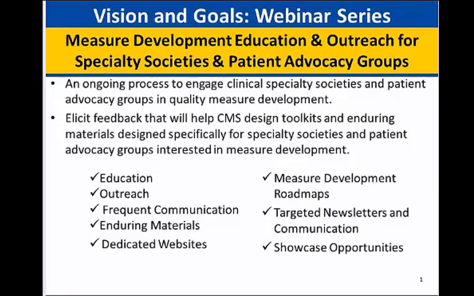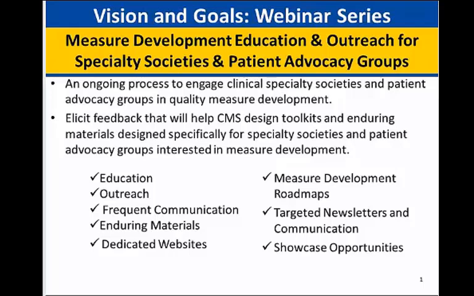This will be an ongoing webinar series over the course of the next several months, working with you to understand the measure development cycle and process, learn about the tools and techniques that we have available through the measure management system, and then also to give you an opportunity to work with CMS to introduce any measure concepts that you have or that you are working on currently or have worked on in the past that you think would be of value to CMS's programs.